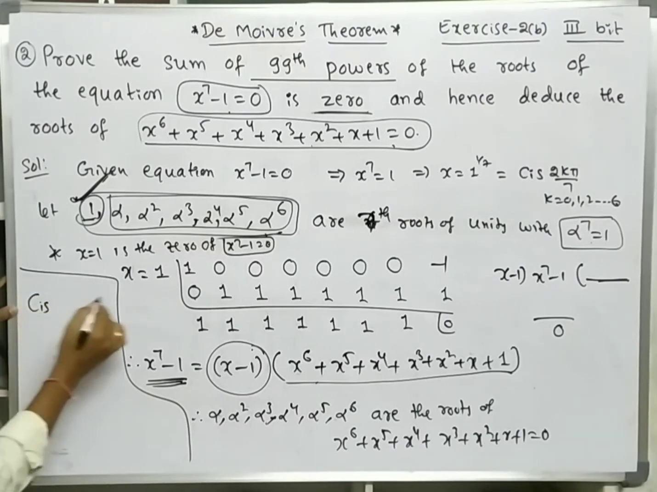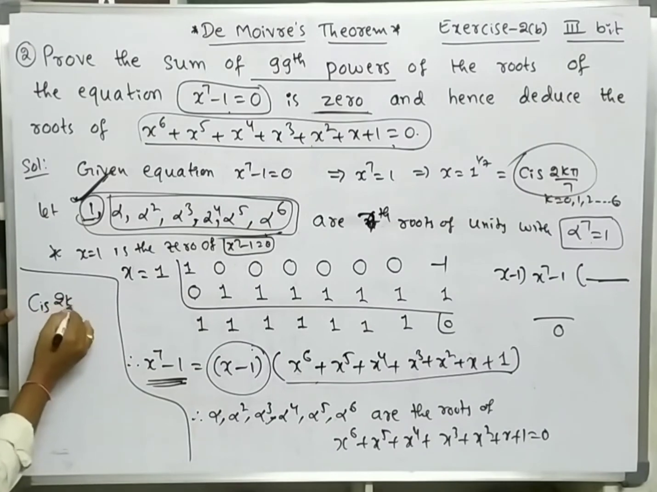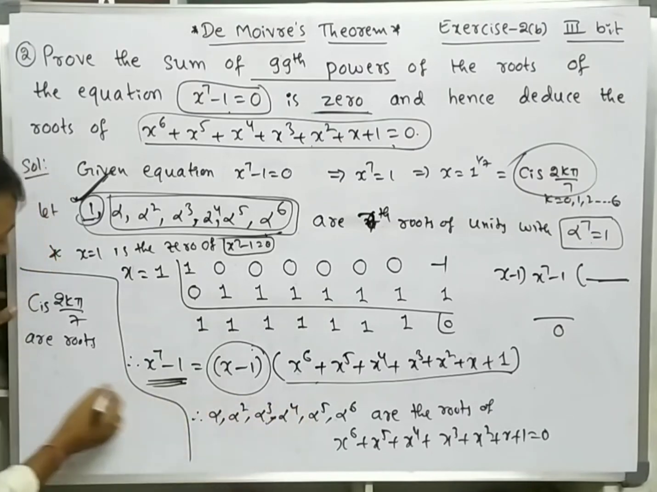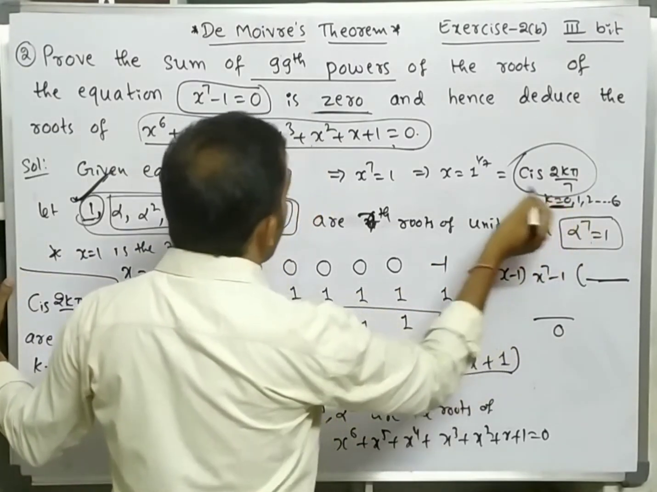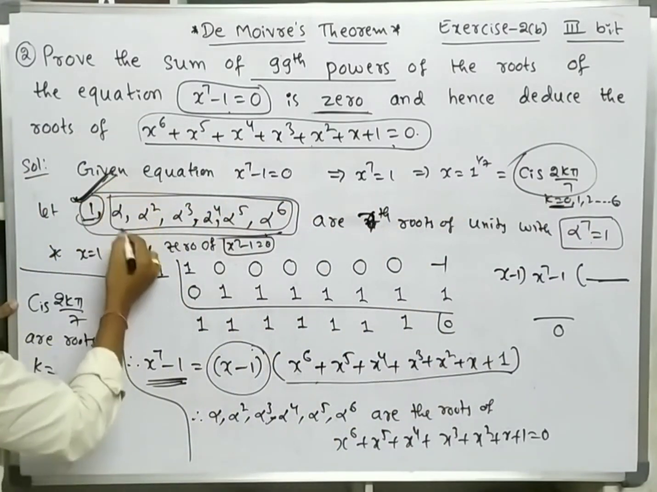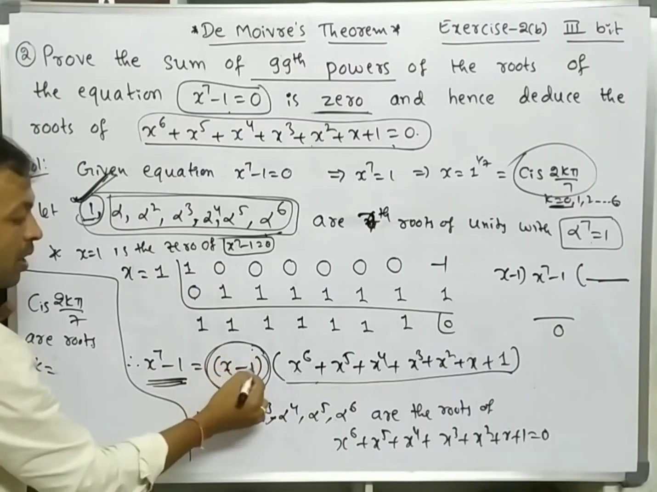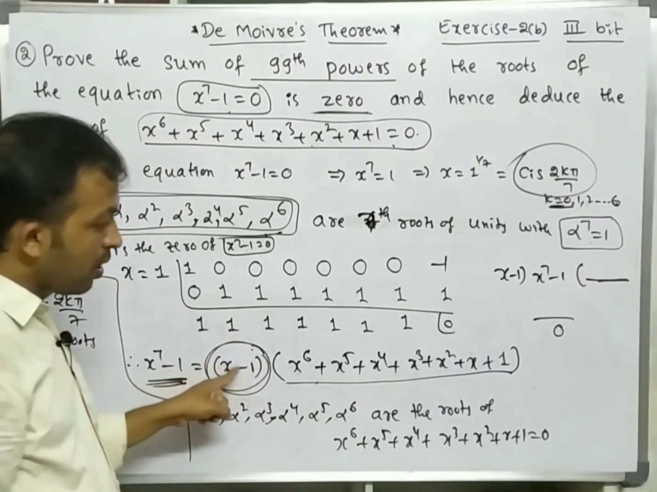cis 2k pi by 7 are roots, okay, where if k is equal to 0, what happened, we will get 1 as the root. So x minus 1 is completed, already 1 minus 1 is 0, one root, remove 1 from these roots.